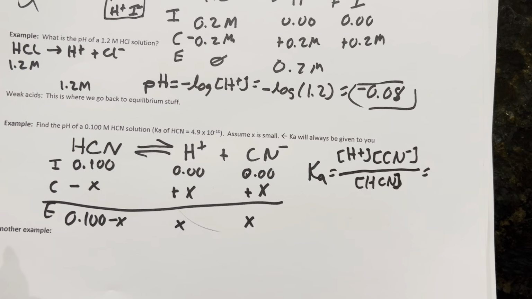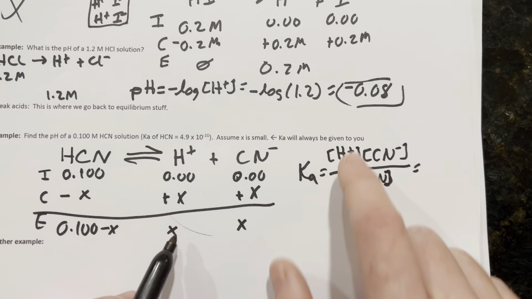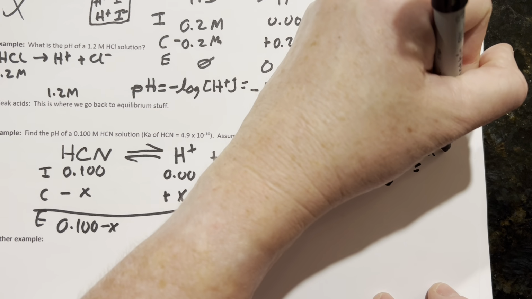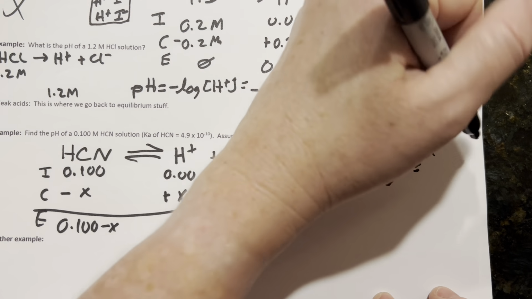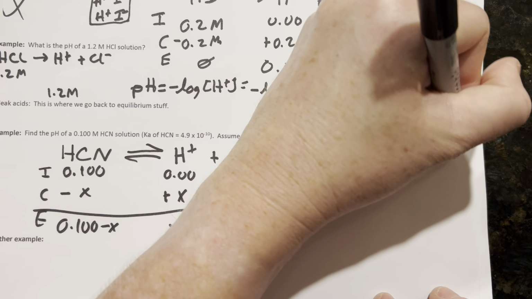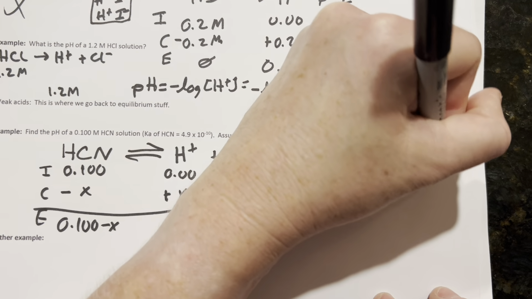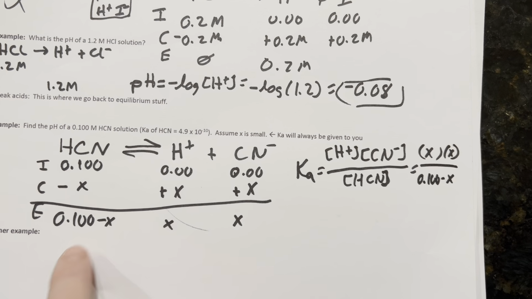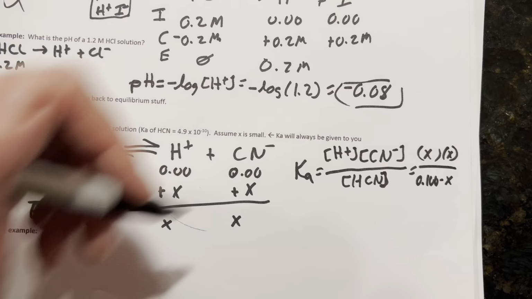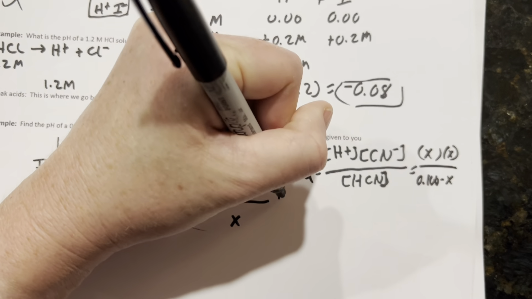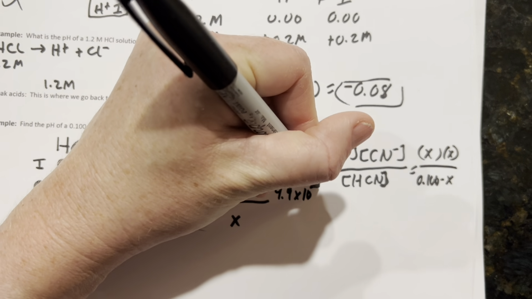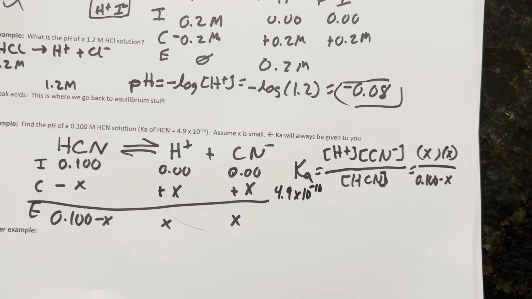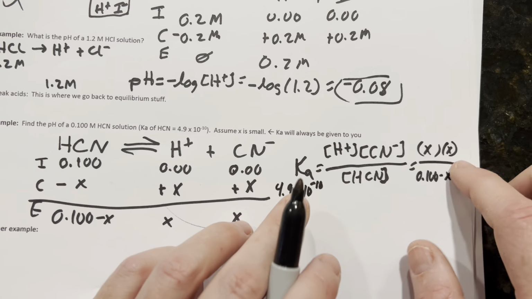If we go to plug and chug this into the equation, our H plus would be X. Our CN is X, all over 0.100 minus X, which is coming from over here. Thankfully, it gives us our Ka. It tells us the number right there. It should always be given to you. Sometimes it's given to you on a table, and you're going to have to look at the table and figure it out. But now we're just going to solve for X.